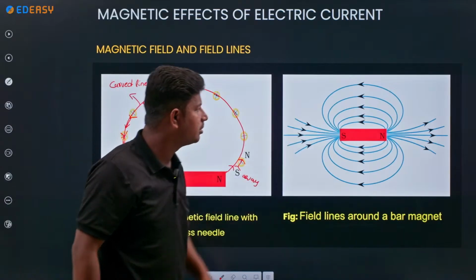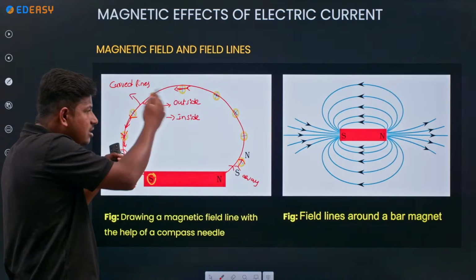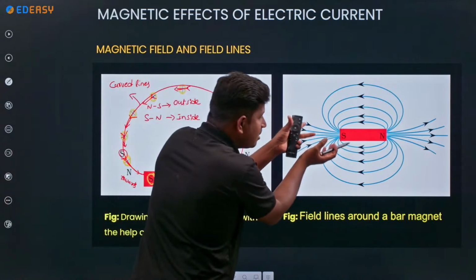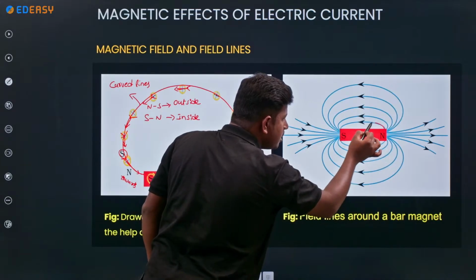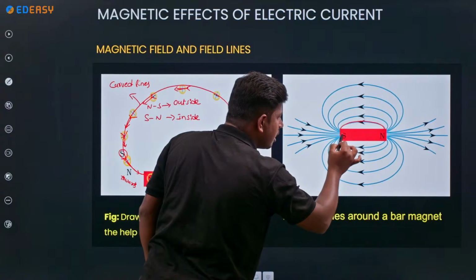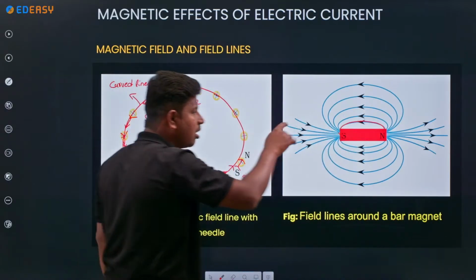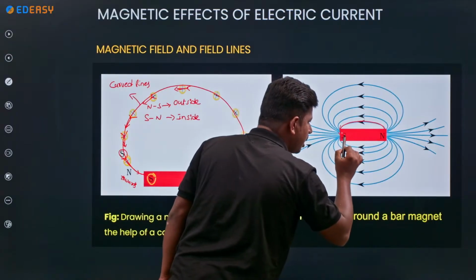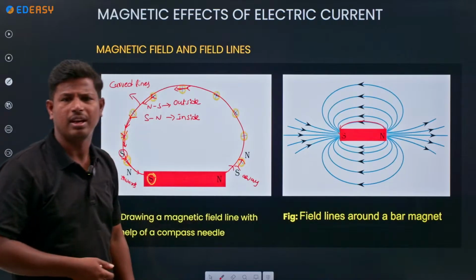Look at here. If you mark all these things, you will get it like this only, na? The magnetic field lines travel from the north pole and end at the south pole, and again from south to north inside it. Like that, the field lines will be.